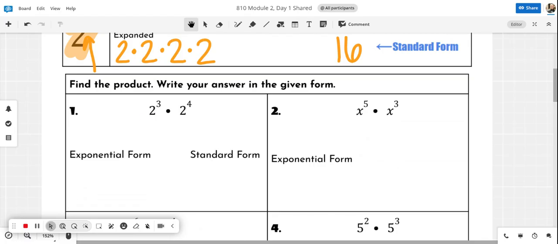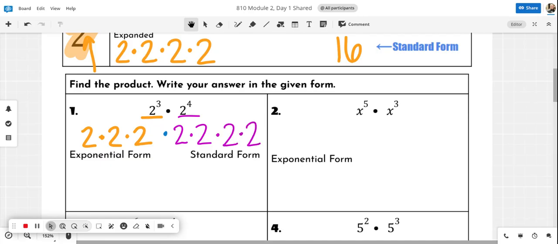So 2 to the 3rd power, I'm going to expand that. So 2 times 2 times 2. So that's a lot of 2's we're multiplying there. Then on the other side, we have 2 to the 4th power. So I'm going to expand that. 2 times 2 times 2 times 2. All right. Count all those 2's.